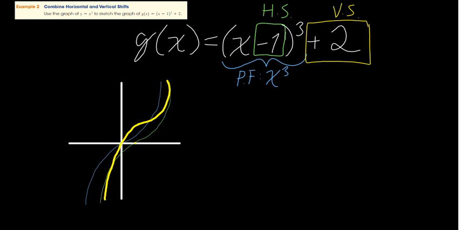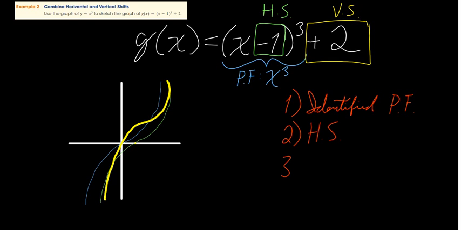But anyways, to recap, the first thing we did was we identified the parent function. The second thing we did was the horizontal shift, and the third thing we did was the vertical shift. Now, why did I put the horizontal shift before the vertical shift? The reason is because there is a procedure involved in doing transformations.